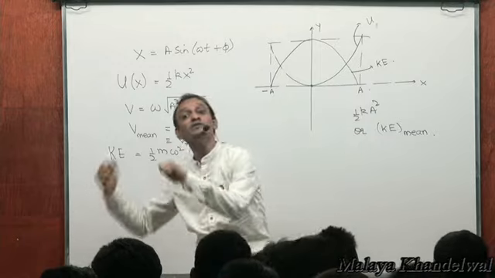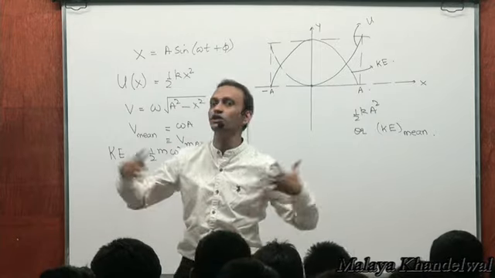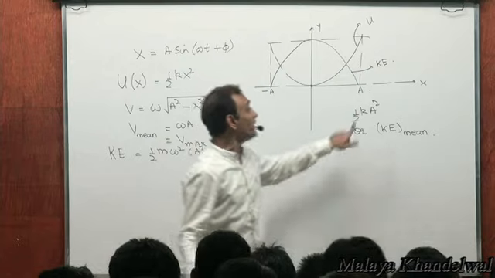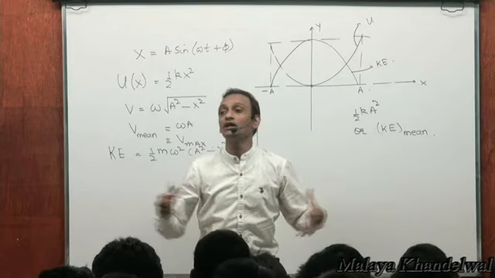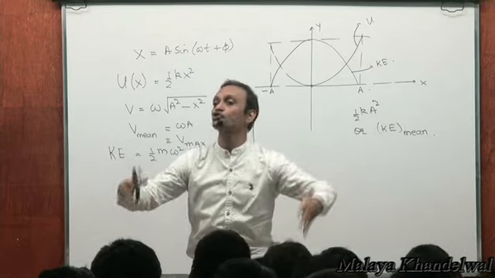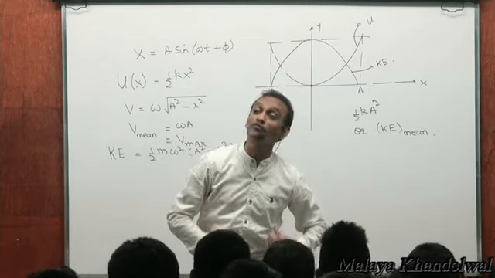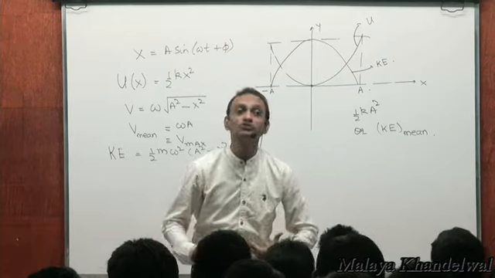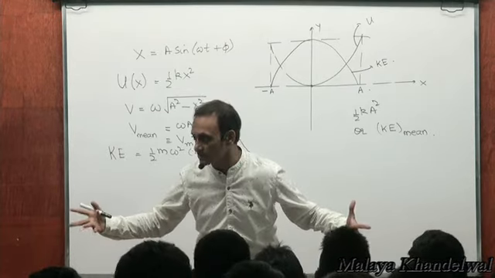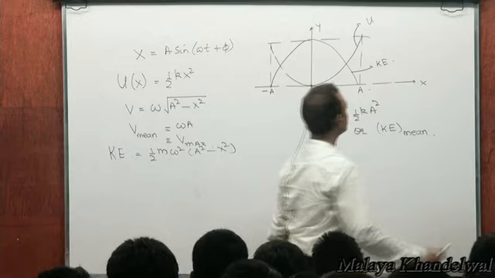So it depends on how much energy you impart to the system at the initial instant of time. That will determine the amplitude, because the total energy of the system is proportional to the square of the amplitude. You double the amplitude, you would require 4 times the initial energy, so that the amplitude could be twice as much, and so on and so forth.